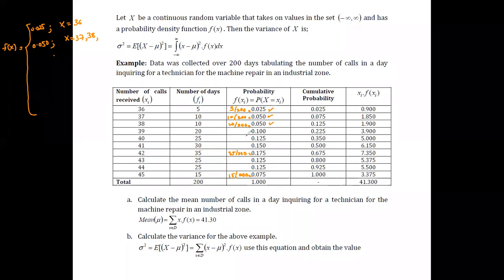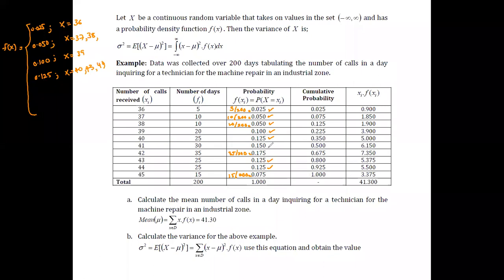The next value is 0.10, which is obtained for x equals 39. If you look for any other values with this probability, there is nothing more than this. Then the next probability is 0.125. It is for x equals 40, and there are another two values, 43 and 44. So x equals 40, 43 and 44, and the probability of getting each of these is 0.125.